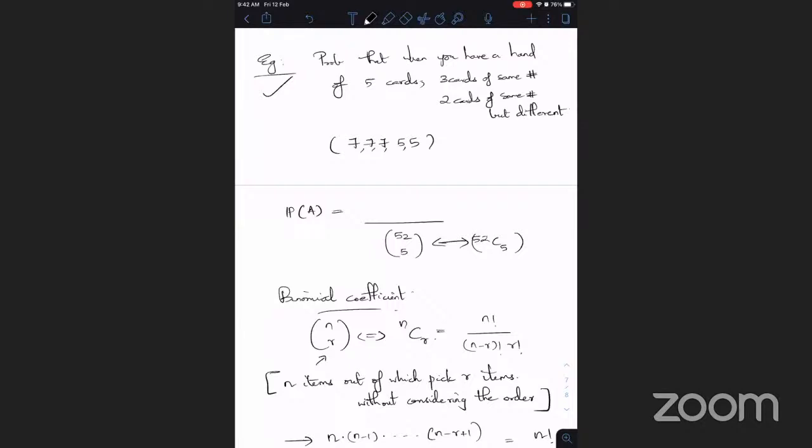The numerator is what I need an answer for. Can someone tell me what the numerator would be? The numerator is just the number of favorable outcomes, which means the number of ways you can get 3 cards which are the same, and 2 cards which are the same but different.